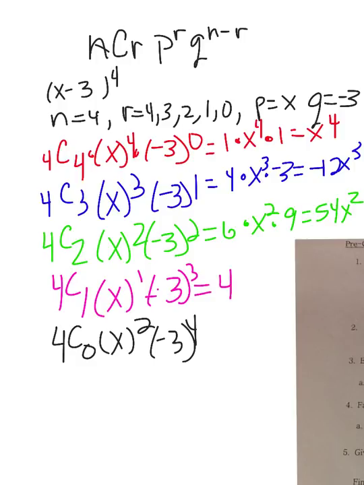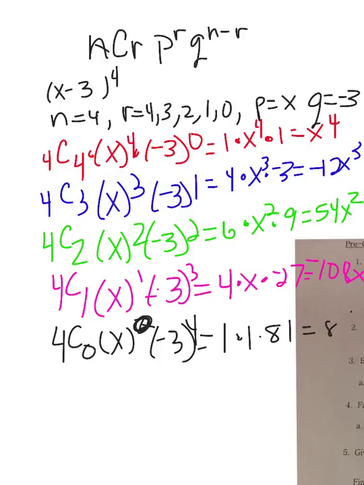4C1 is 4 times x times negative 27. So 4 times negative 27 is negative 108x. And then 4C0 is 1 times, sorry, this actually should have been 0 here. This should have been 0, sorry about that. Times 1, because x to the 0 power is 1. And then negative 3 to the 4th power is 81.